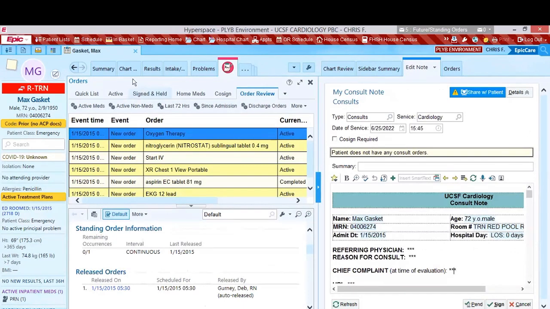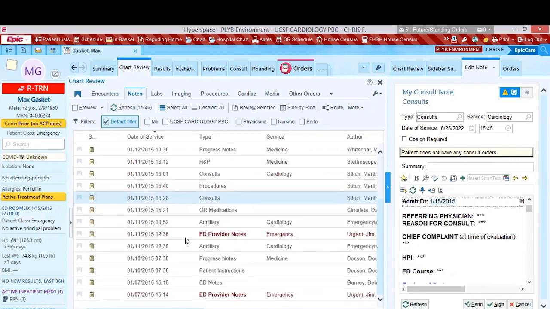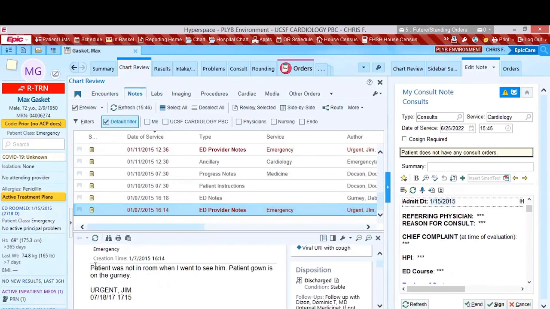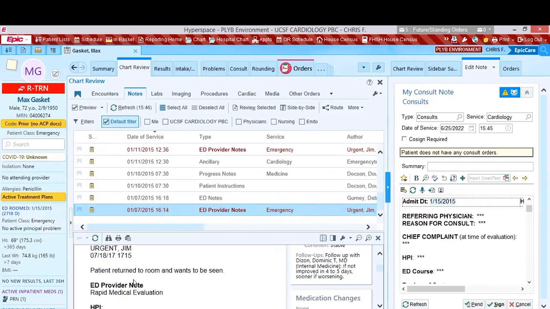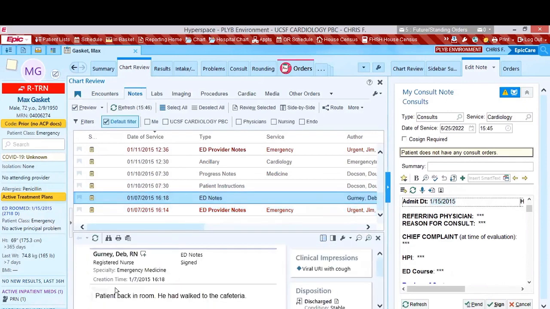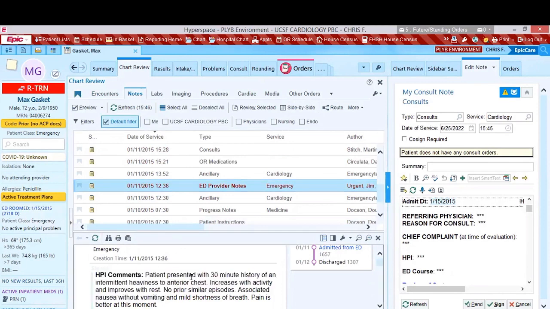Chief complaint, I will usually start with the very first ED note. So you can see here this guy showed up on January 7th and then he showed up again on January 11th as well. On the 7th, the very first note usually tells you why the patient is here. This one, let's see, cough 3 days, no fever, no sputum. And you can double check. On the 11th, he came probably for a different reason. Presented with a 30-minute history, intermittent heaviness, anterior chest.